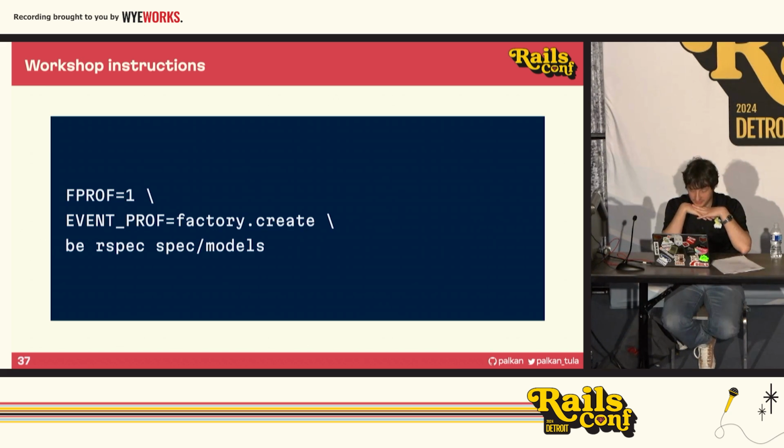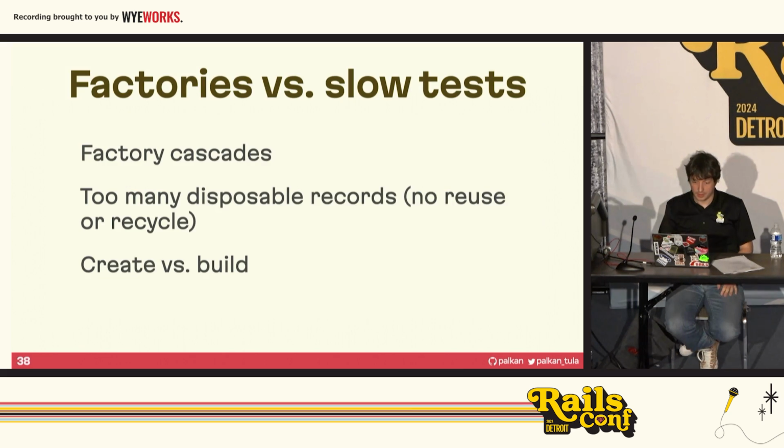Workshop instructions. So what we're gonna do, we're gonna use FactoryProf next. It's a specific profiler that shows you how frequently you use particular factories and how much time they occupy in the test suite, including self time and nested time, because you have associations and nested factories. We can combine both profilers, EventProf and FactoryProf, you can mix them and try profiling your models. But usually there are several reasons for slow tests due to factories. First one is factory cascades.